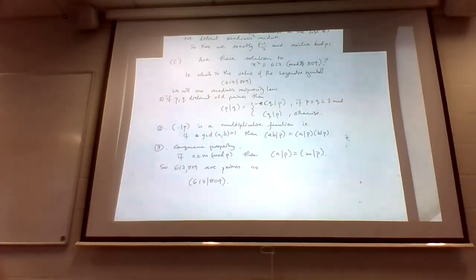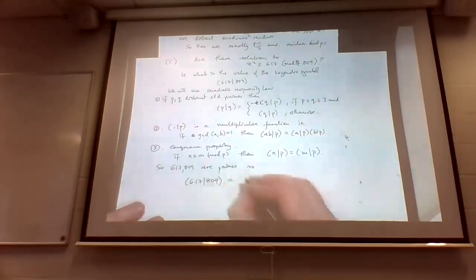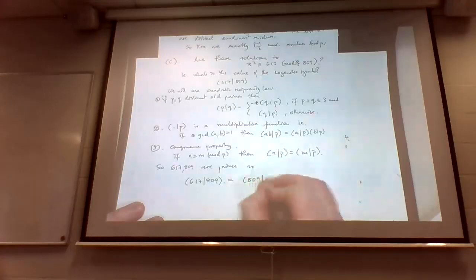Flip. You can't factorize because the 617 you're told is prime. You can't reduce it because 617 is already reduced modulo 8. So the only available move is to flip it using quadratic reciprocity. So this is equal to (809 | 617).